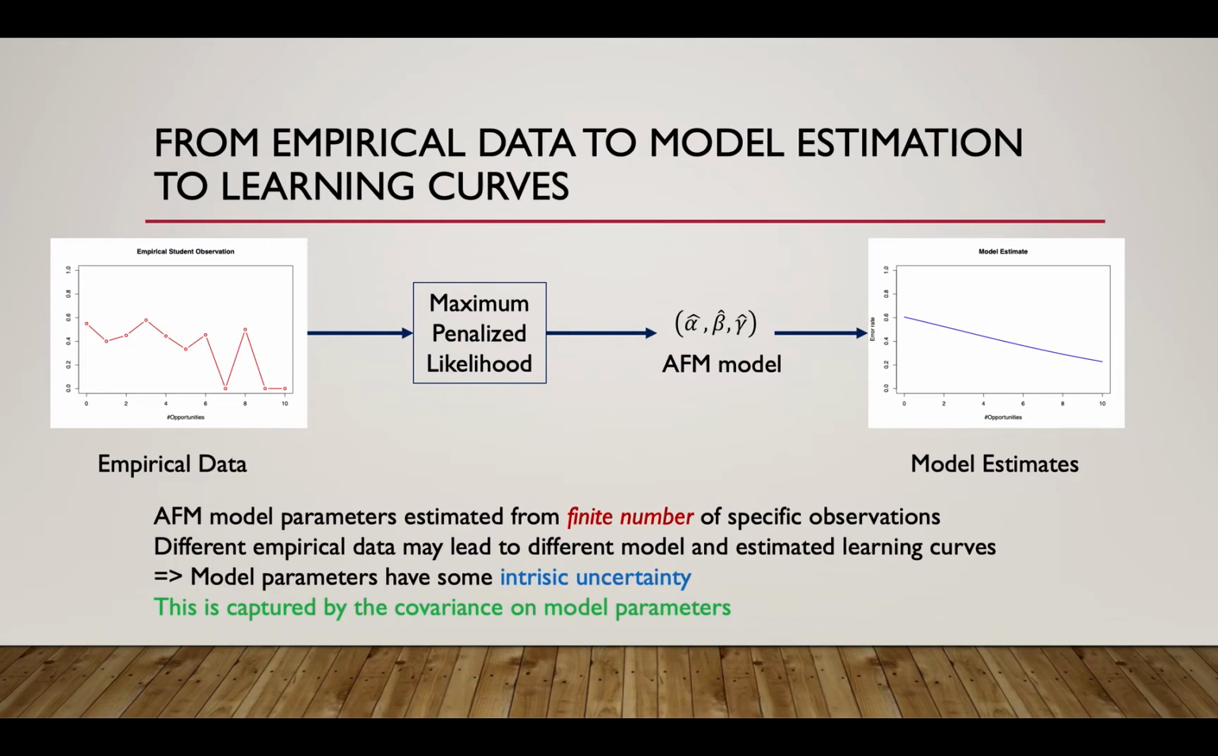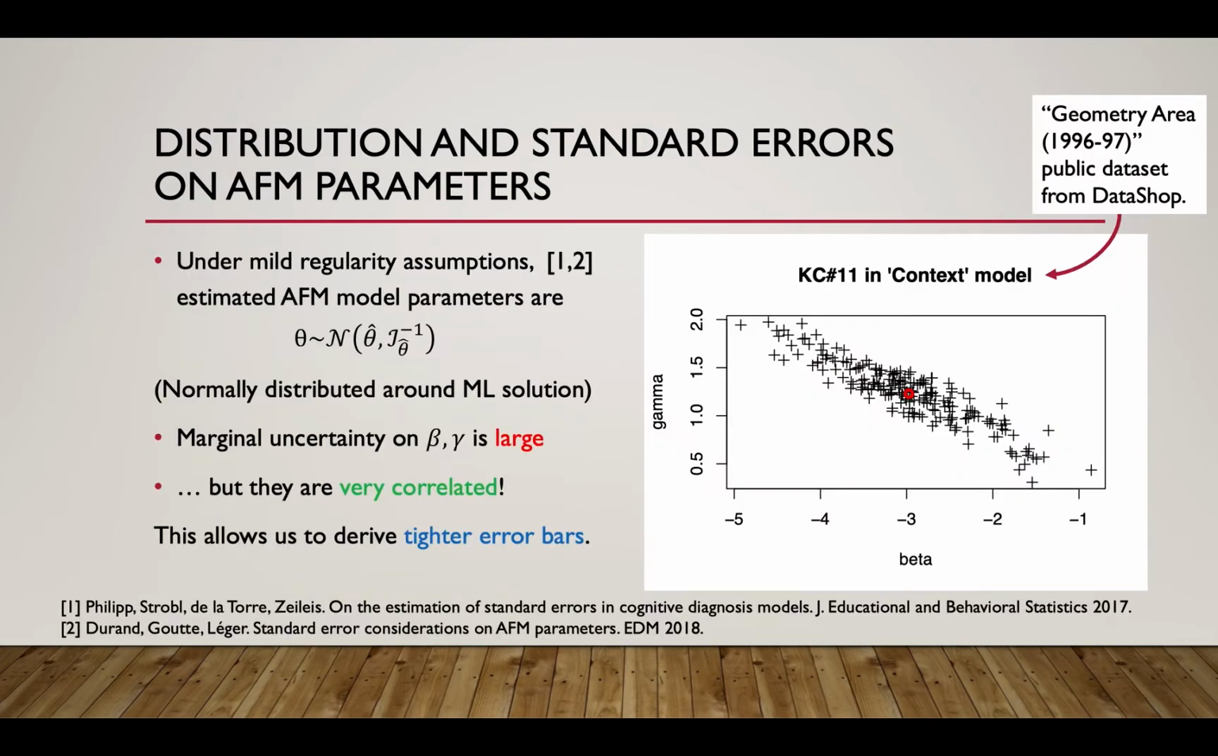Note, however, that parameters are estimated from a finite number of specific observations. A different set of observations may lead to different best AFM model parameters, and a different competency model mapping items to skills definitely will. This means that there is some intrinsic uncertainty associated with the model parameters. This is captured by the covariance on estimated parameters.